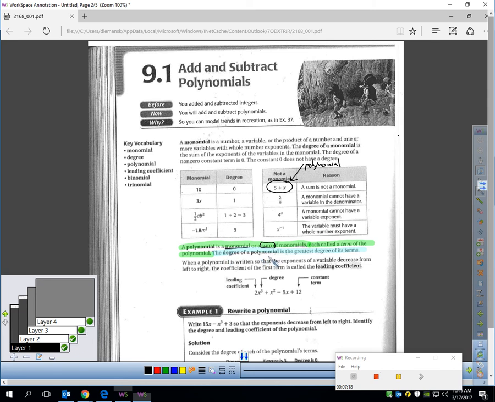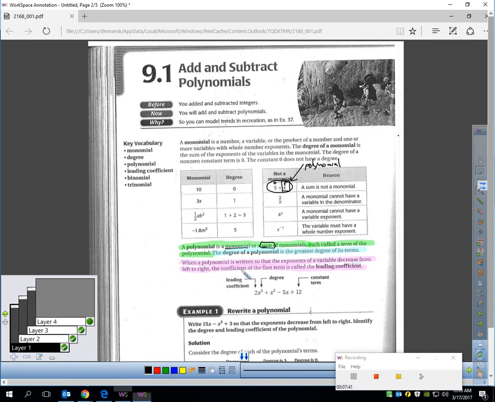The degree of a polynomial is the greatest degree of its terms. So what you do with a polynomial is you look at each term. Like this would have a degree 0, and this would have a degree here of 1, and 1 is the biggest degree of any of its terms, so this would be a first degree polynomial, what I have up here.